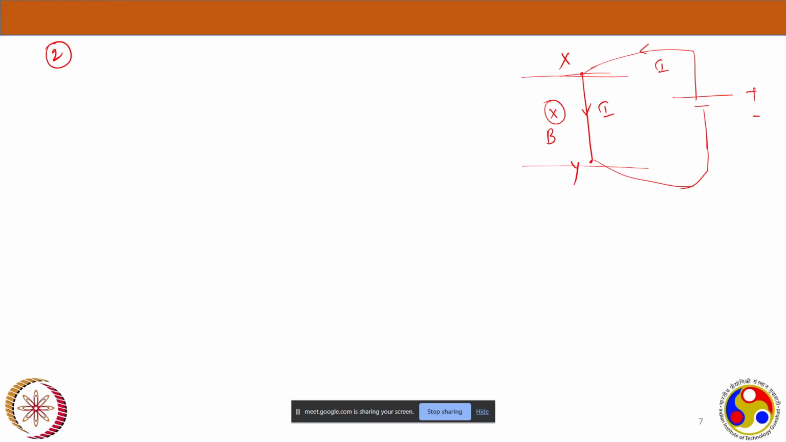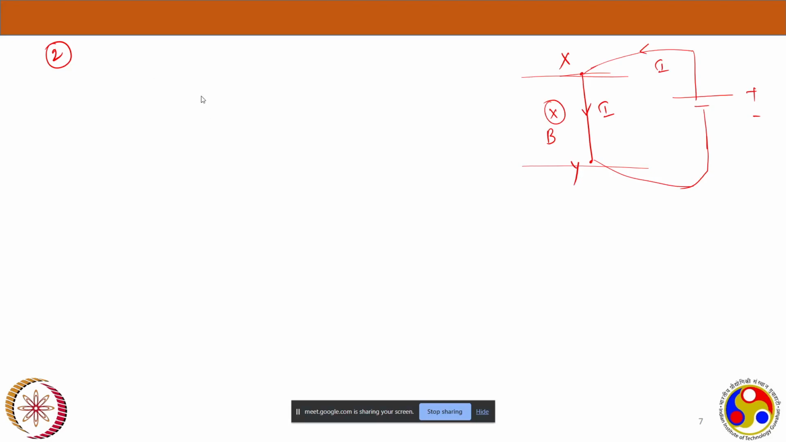Now, if you look at the diagram, a conductor is carrying current, and there is a magnetic field which is perpendicular to the direction of current flow. The current flow direction is like this, and my magnetic lines of force are into the paper, so they are perpendicular to each other. At this instance, we can always say the conductor will experience some kind of force. That is very important. Whenever a current carrying conductor is placed in a magnetic field, that conductor will experience a force.